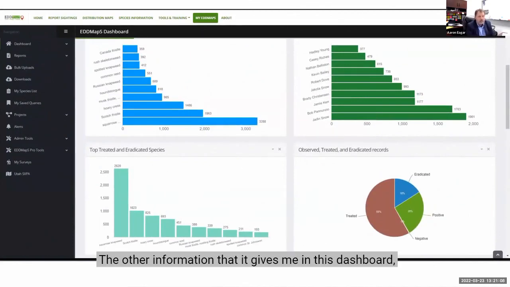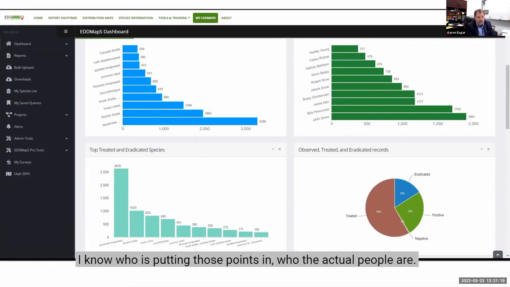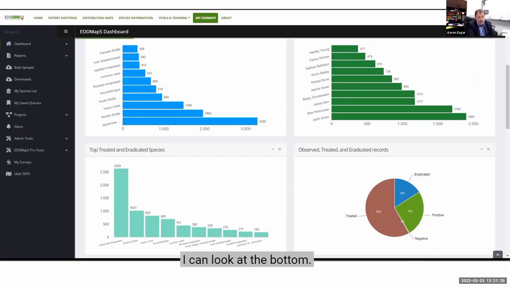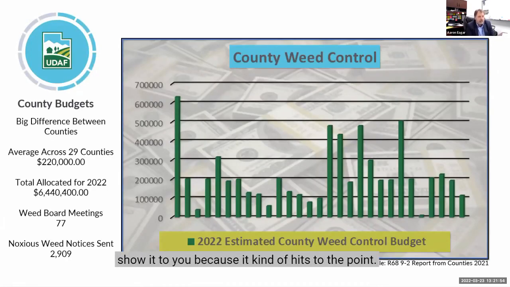The other information that it gives me in this dashboard, which is really helpful, is I can see by species up on the left how many points have come in. I can look at the top right. I know who is putting those points in, who the actual people are. I can look at the bottom for a given period of time. I can look at what percent is being treated, eradicated, positive, or negative. And this is really helpful when I'm meeting with legislators or with the Commissioner of Agriculture or with funding groups to be able to show that we are making progress in the state and that we are tracking this data very specifically.